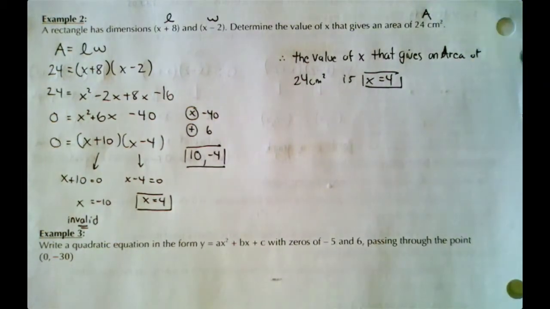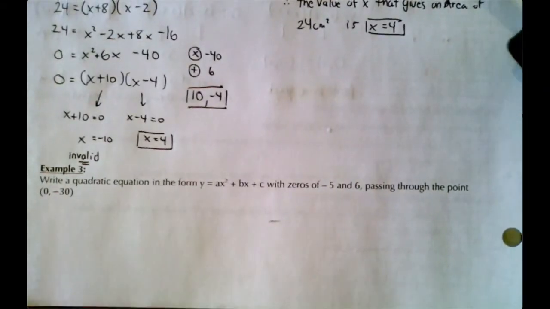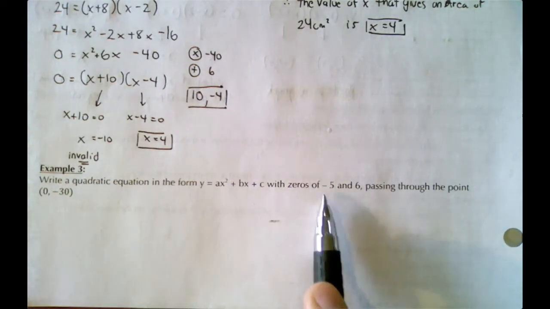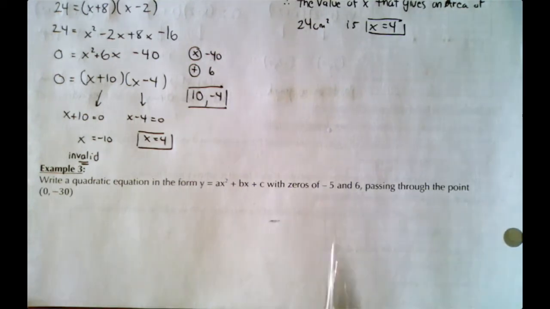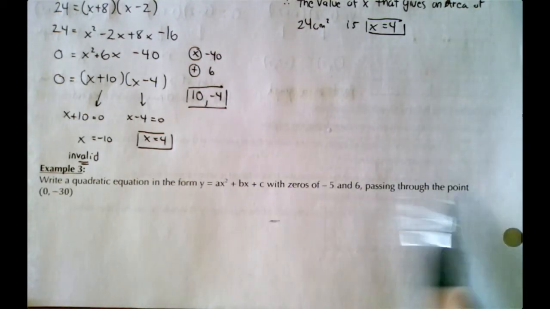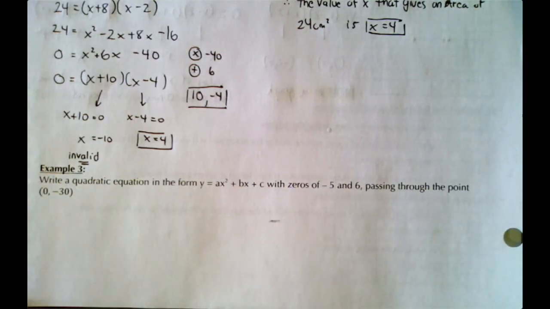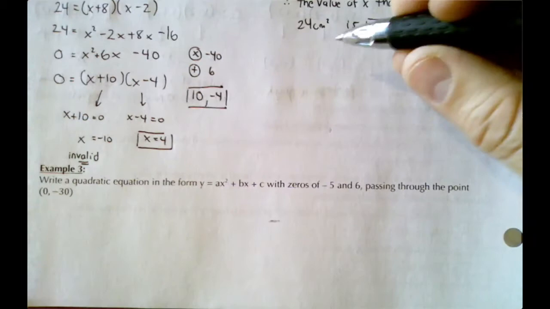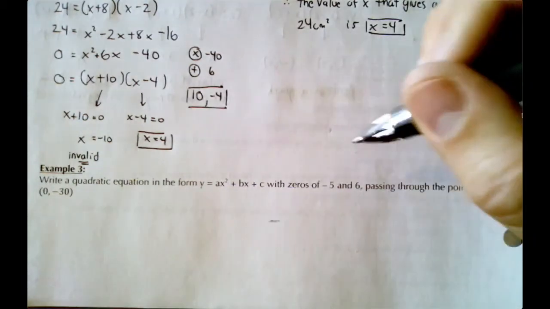All right, let's try 3. Write a quadratic equation in the form ax squared plus bx plus c with zeros of negative 5 and 6. And it has to pass through the point 0, negative 30. All right, so it gives us zeros. So what we can do is write an equation that has zeros in it, which is factored form.